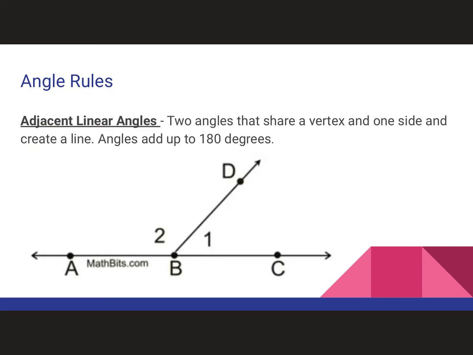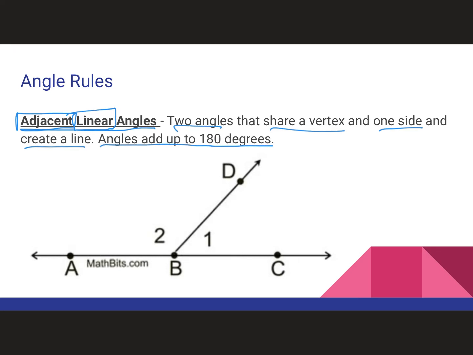Next, we have adjacent linear angles. Adjacent means next to. Linear means they form a line. So they are two angles that share a vertex and one side, and they create a line. These angles will always add up to 180 degrees because that's how many degrees are in a line.